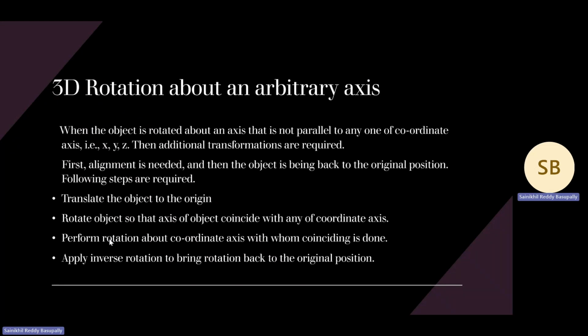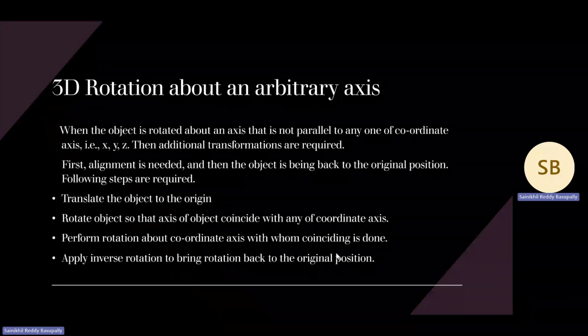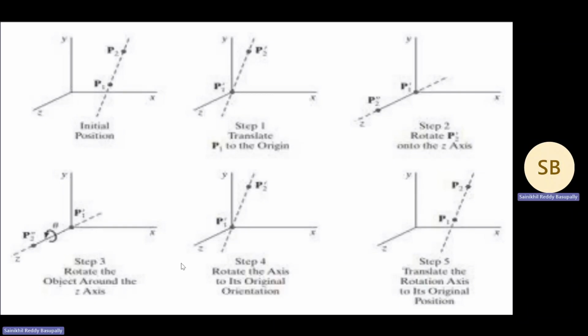In the next step, we need to perform a rotation about the coordinate axis with which the coinciding is done. So now in the next step, we need to rotate an object around one of the axes where the object is parallel to one of the axes.